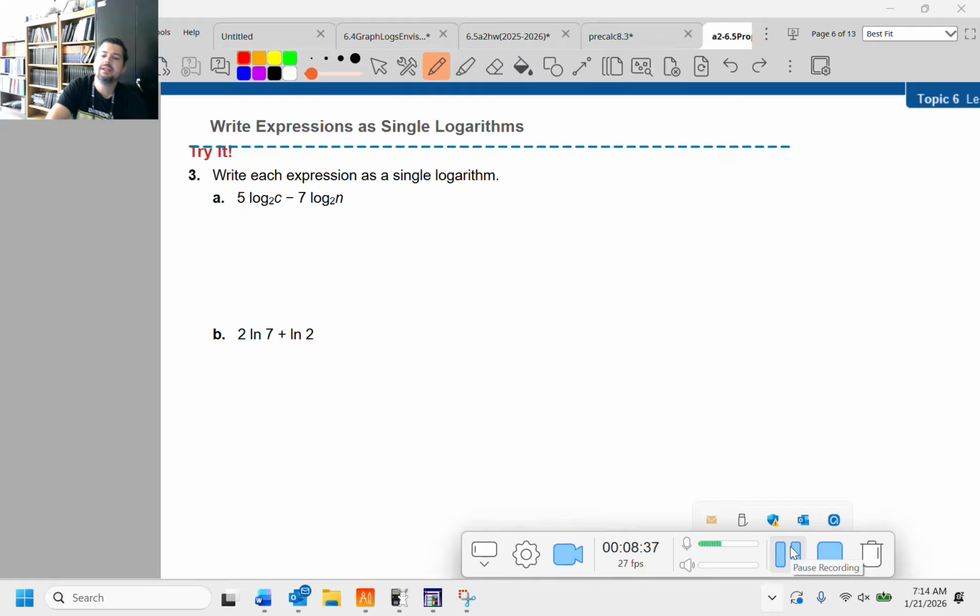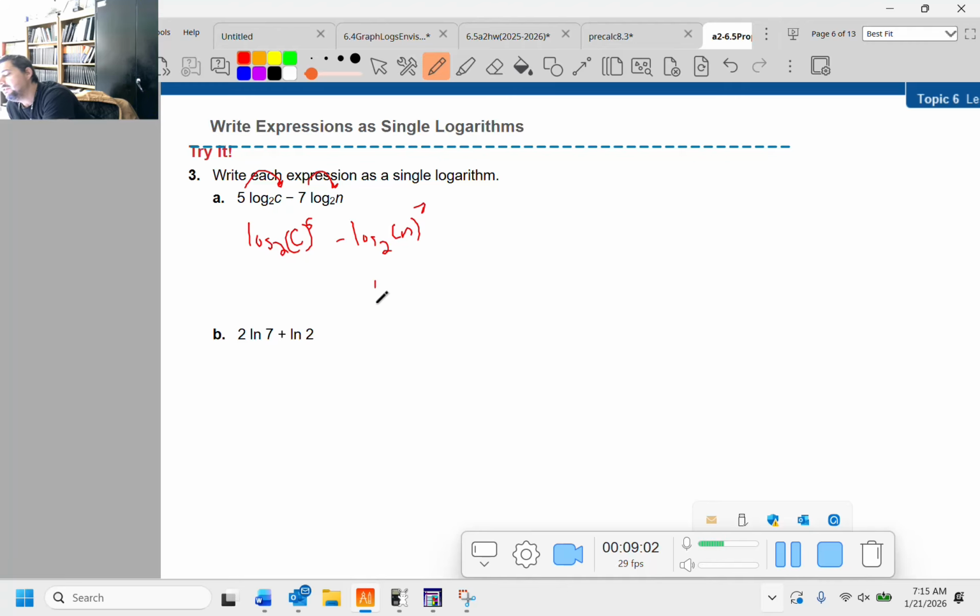All right, condensing again, write it as a singular logarithm. So we got 5 log base 2 of c minus 7 log base 2 of n. Always move factors as exponents first. Now you're going to have a single log base 2 of c to the 5th minus log base 2 of n to the 7th. Now you can do your condensing. If it's positive, numerator; if it's negative, denominator. So c to the 5th up high, n to the 7th down low.